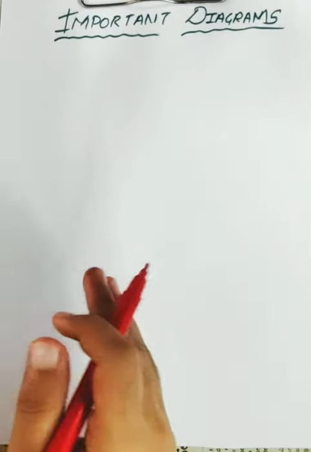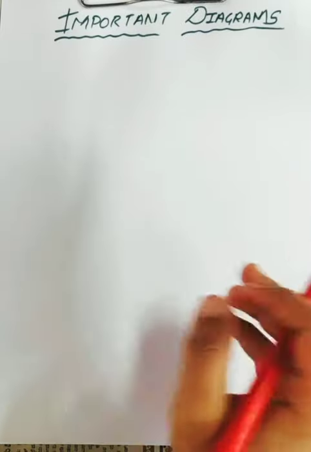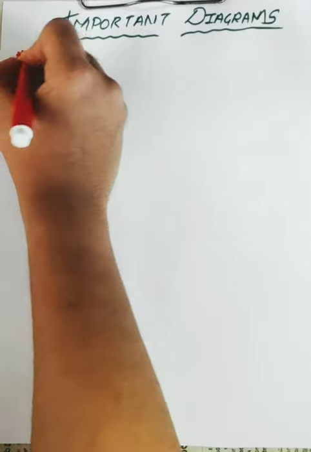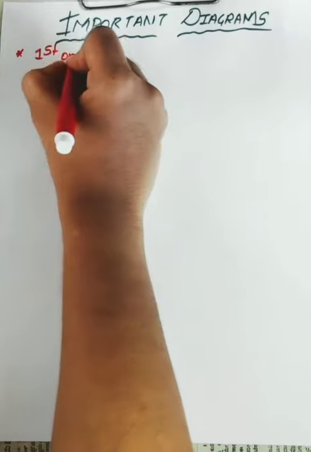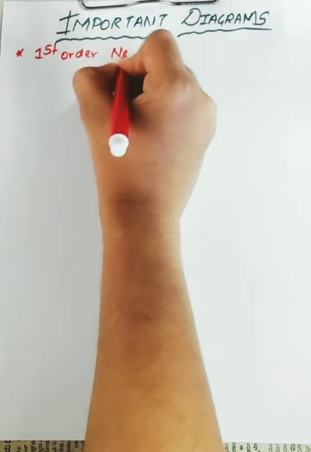Guys, I'll be explaining some of the important diagrams as well as important structures present in the ascending pathways. Before we get to that, we have to know the first order neuron, second order neuron and third order neuron: where do they start and where do they end. So first we'll look at the first order neuron.